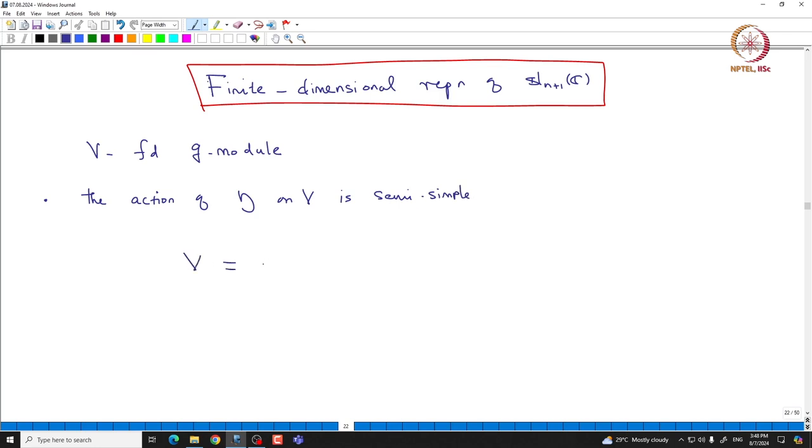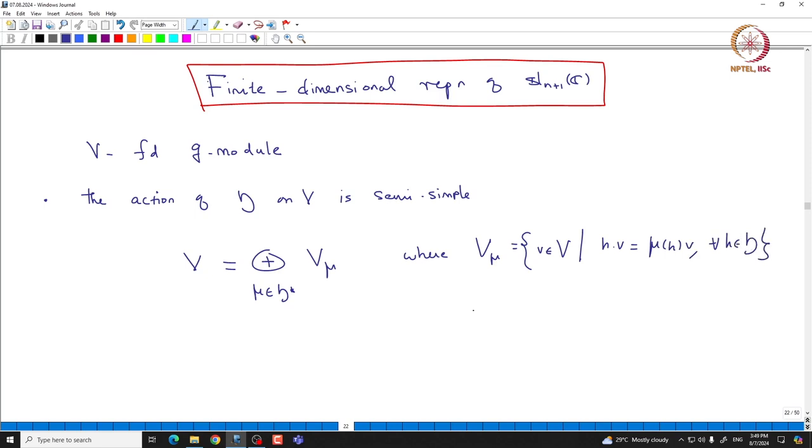In particular, we can talk about the weight space decomposition. We can write V as the direct sum of V_mu, mu coming from H star, where V_mu is the simultaneous eigenspace, given by those vectors in V such that when you act by h on that vector, you get mu(h) times the vector, for all h in H. So, we have this decomposition, and we also have the weights. The weights of V are defined to be those mu in H star such that the corresponding weight space is non-zero. Note that in the adjoint representation, the set of weights is invariant under the action of S_{n+1}. So, that we have observed.